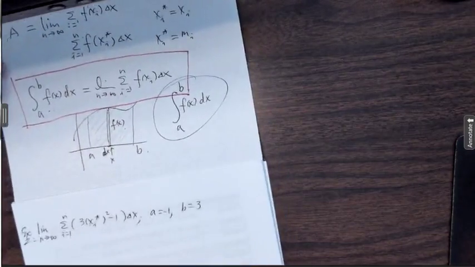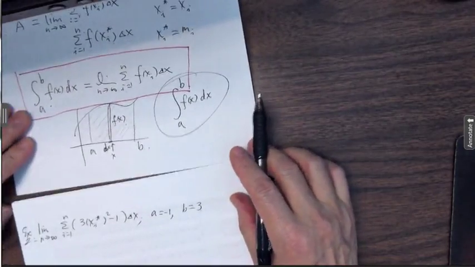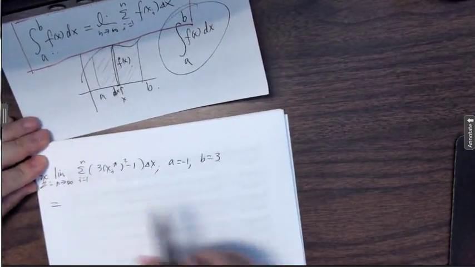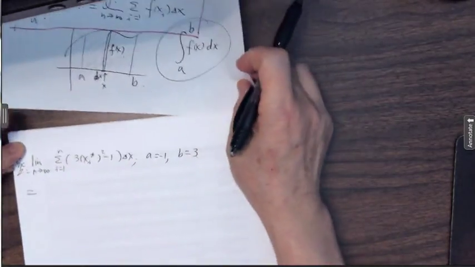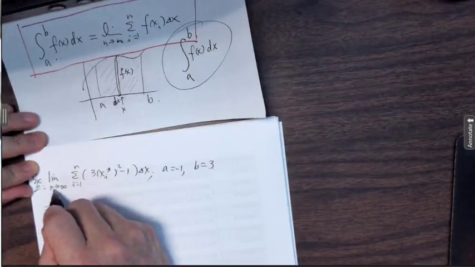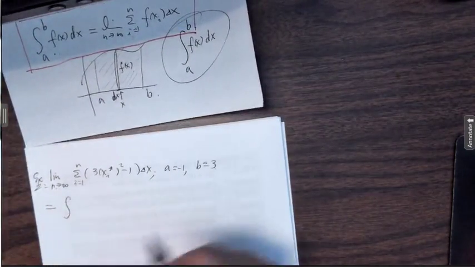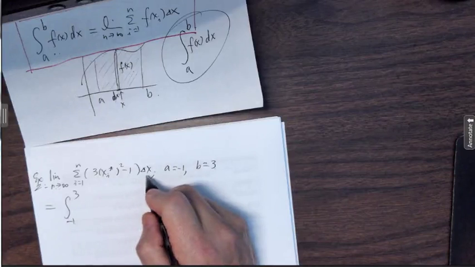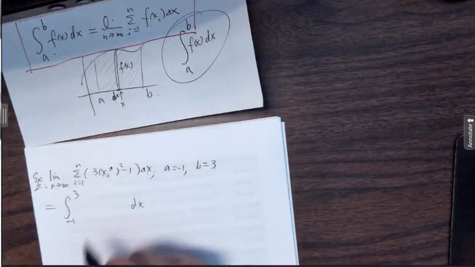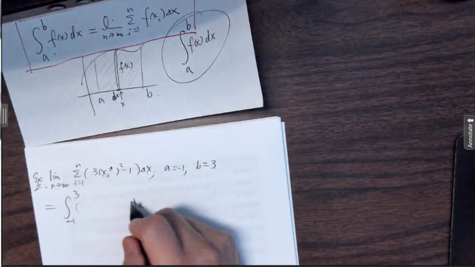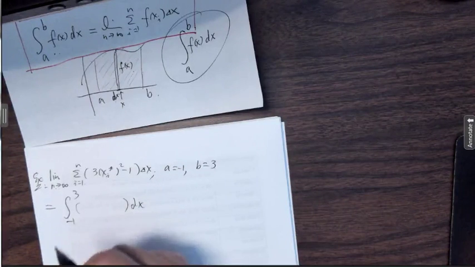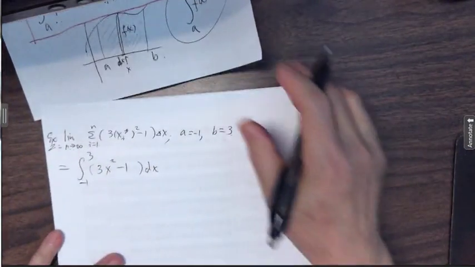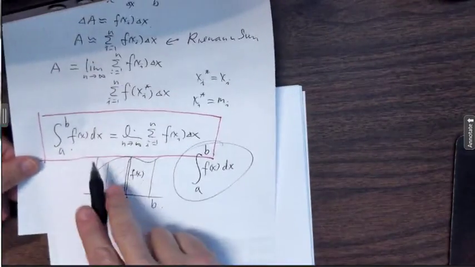Okay. Now with this, let's see how we first transform this limit expression to an integral. The limit summation becomes an integral sign from -1 to 3. That's a and b. Delta x becomes dx, and the expression is the function we're going to have to integrate, called the integrand. So we're going to have 3x squared minus 1. This is the first part, according to the formula.